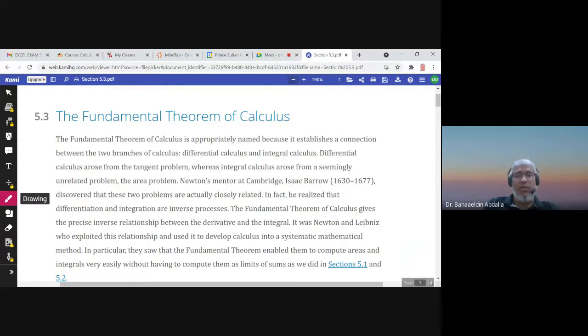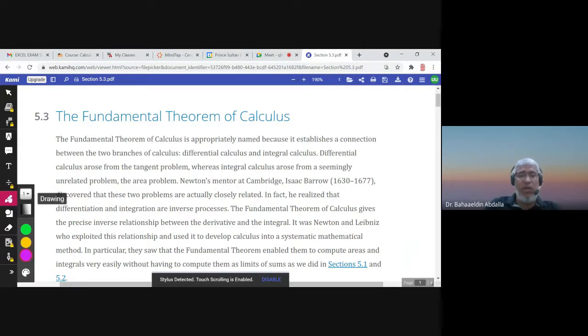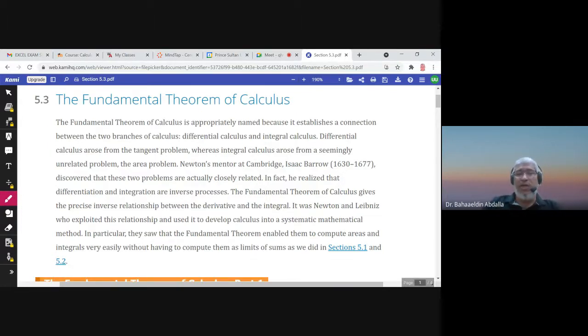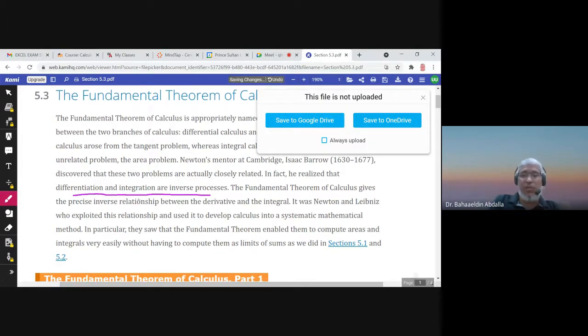This is section 5.3 and it's about the fundamental theorem of calculus. The fundamental theorem of calculus has two parts. Both parts are discussing the relation between the two important calculus problems, the integral and the derivative. And we will see that differentiation and integration are inverse processes.